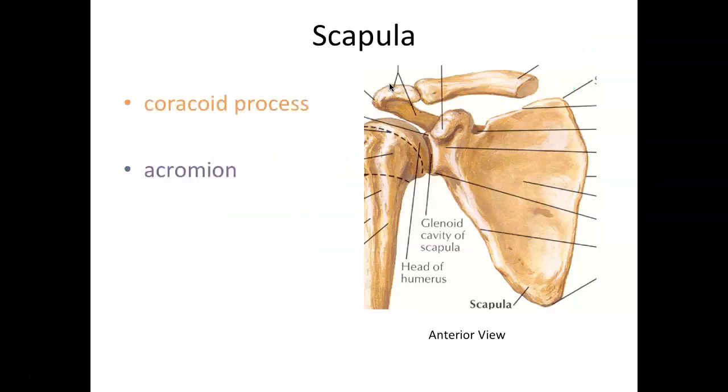Now we have our 2 processes. First we have our coracoid process, and this means crow's beak. If you compare this to a crow's beak, that's exactly what it looks like. And a process, you can add this to your list of terminology, really means an outgrowth of bone. You could see this with the acromion or acromial process. This too is an outgrowth of bone.